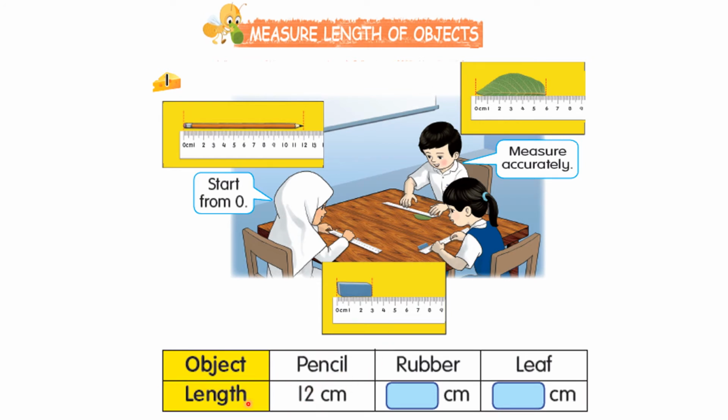Let us complete this table. The length of the pencil is 12 centimeters. How about the rubber? The length of the rubber is 3 centimeters. Lastly, the length of the leaf is 6 centimeters.